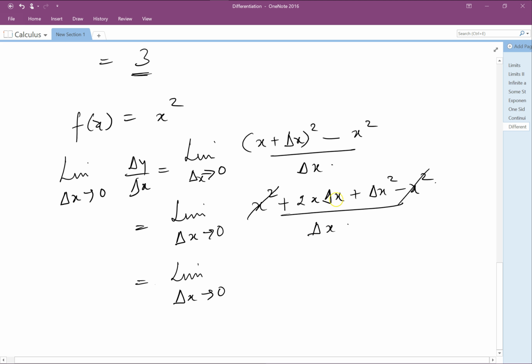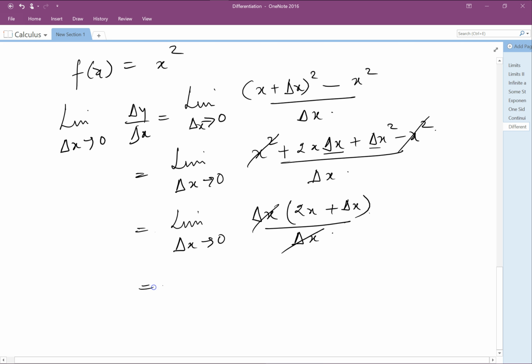Now here delta x is common, so we take it out. So we are left with 2x plus delta x divided by delta x. These two get cancelled, and now we can take the limit. When we take the limit, what happens? 2x plus 0, which is 2x.